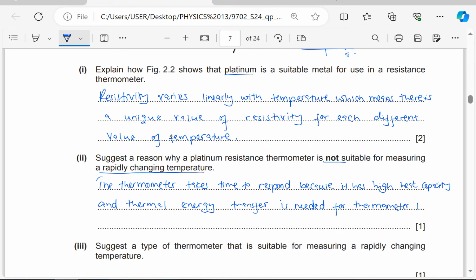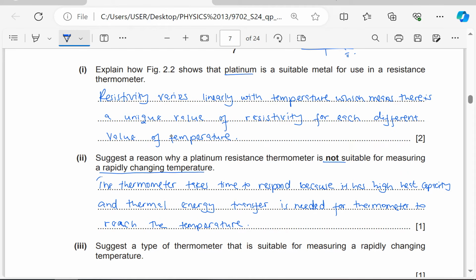to reach the temperature, or to reach any temperature. So thermal energy transfer is needed. For some thermometers, for a thermometer which is used to measure rapidly changing temperatures, thermal energy transfer is not needed.